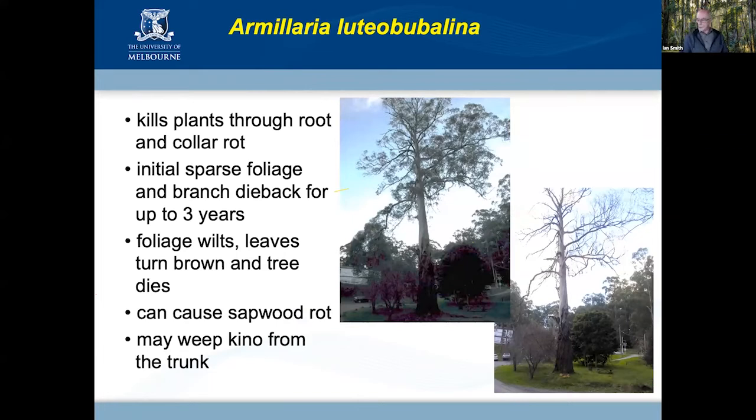In this case here, you've got this grey gum. This is down beside the Puffing Billy tracks, or was down here in 2003. This is what this tree looked like. And a year later, it was dead completely. And you can see the fruiting bodies down the base here, which I'll get to in a second. But the foliage wilts, leaves turn brown and die. In this case, armillaria can also cause a sapwood rot. It actually rots the actual sapwood. Again, like Phytophthora and some of the others, it can weep kino from the trunk, but as I said, it's a non-specific response to a wound, but they do produce that. So how do we identify this?